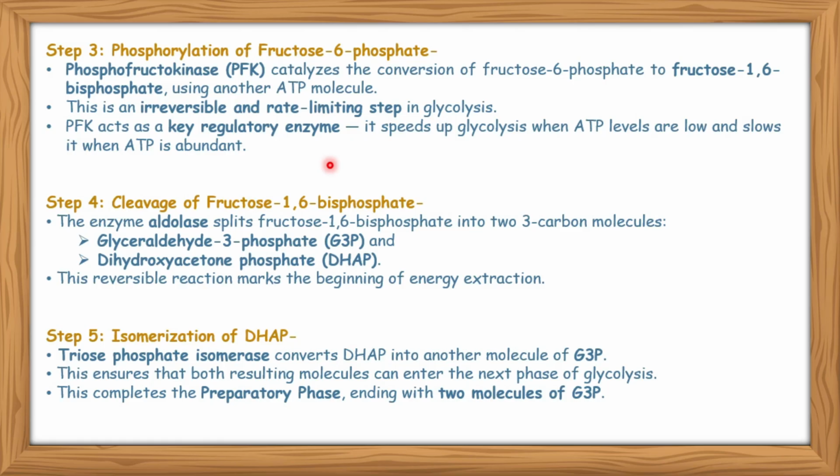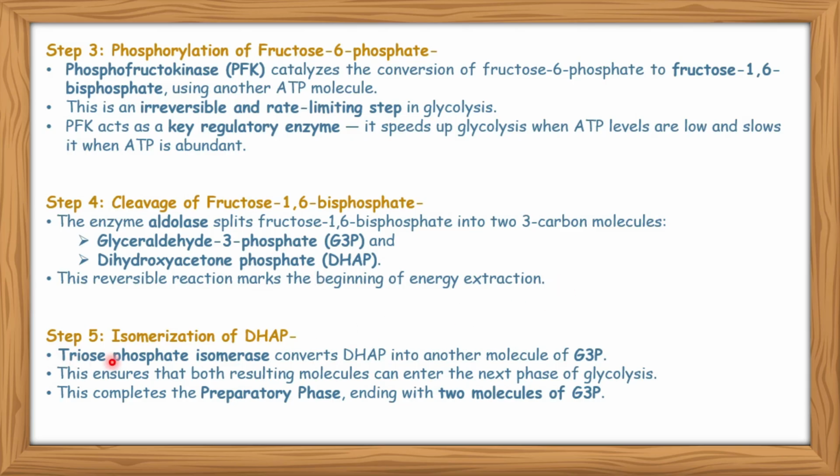What happens? Step 4, that is the cleavage of fructose 1,6-bisphosphate. The enzyme aldolase then splits fructose 1,6-bisphosphate into 3 carbon molecules, glyceraldehyde 3-phosphate, that is G3P, and dihydroxyacetone phosphate, which is DHAP. This reversible reaction marks the beginning of energy extraction.